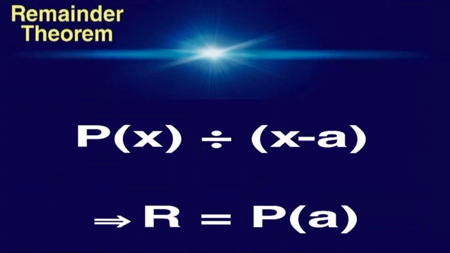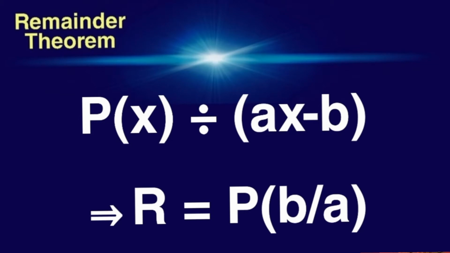So students, what is the remainder theorem? When a polynomial p(x) is divided by any binomial of the form x minus a, the remainder is equal to p(a), which means the value of the polynomial at point a. Similarly, if we are given a divisor of the form ax minus b, then what will be the remainder? By the remainder theorem, the remainder will be the value of the polynomial at b over a.